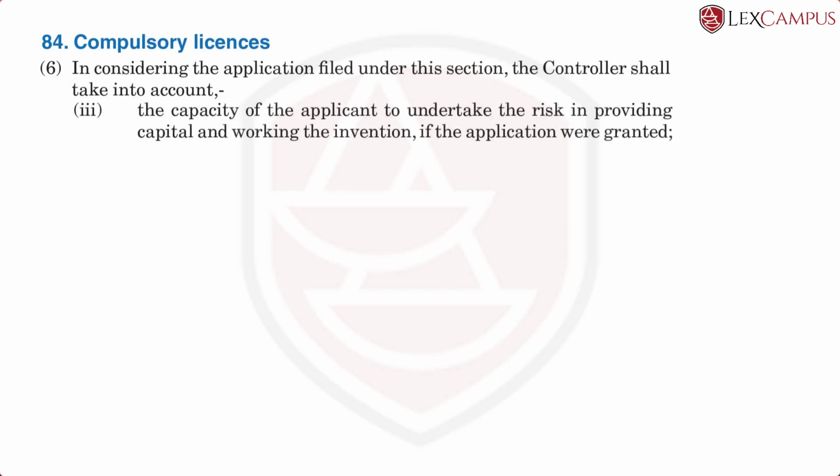The capacity of the applicant to undertake the risk in providing capital and working the invention if the application were granted. If the controller allows the applicant the right to manufacture and sell the drug, then the applicant should have the capacity to do that. And especially when the applicant raises a ground and says that the reasonable requirements of the public is not being met, which means the applicant should have the ability to supply that patented invention throughout the length and breadth of India to all its people. So, it's a big requirement that the applicant will have to satisfy.